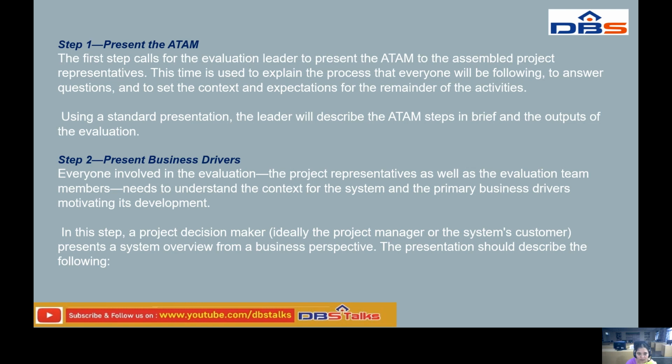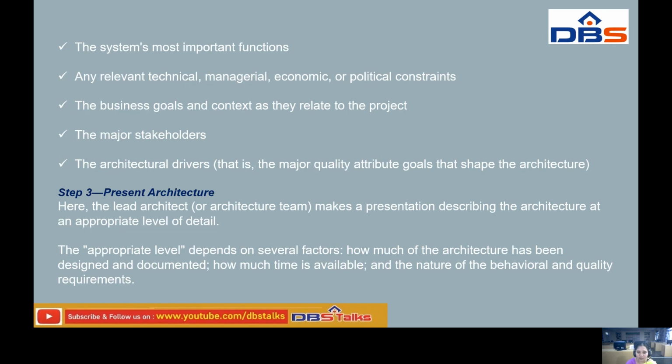The presentation should describe the following. Who will present these? The project decision makers. They can present the system overview from a business perspective. What are those? The system's most important functions, technical, managerial, economic, political constraints and business goals and context related to the project, and major stakeholders and architectural drivers. These all can shape the particular architecture.